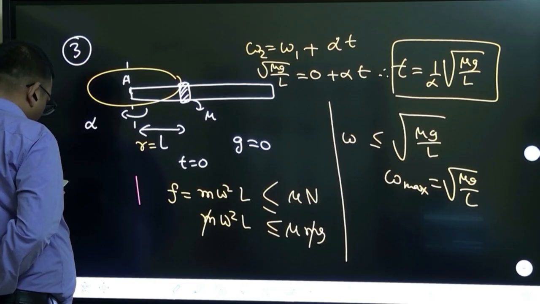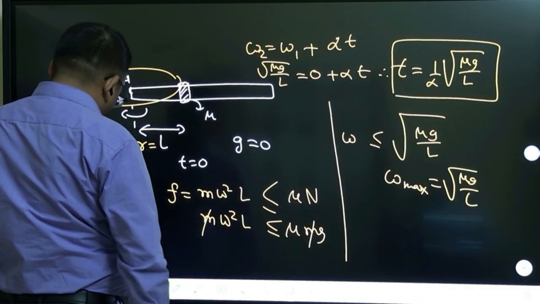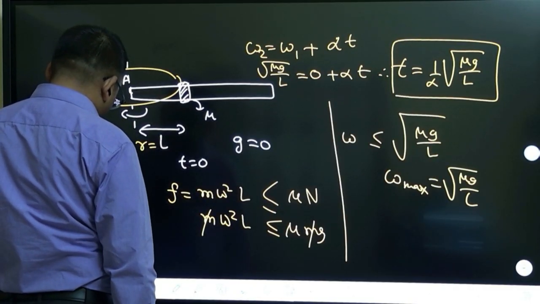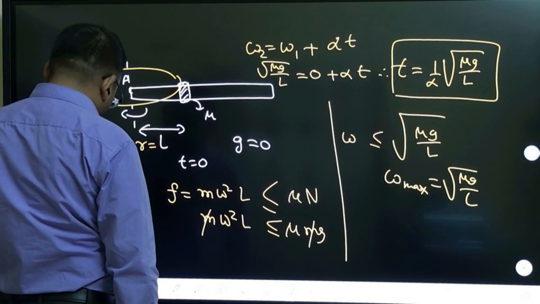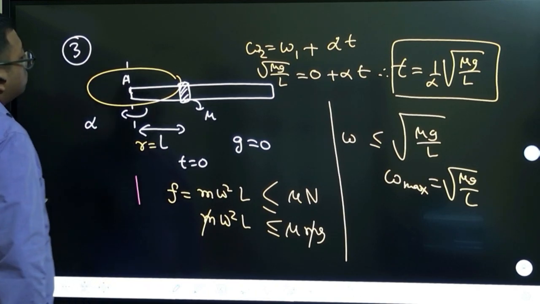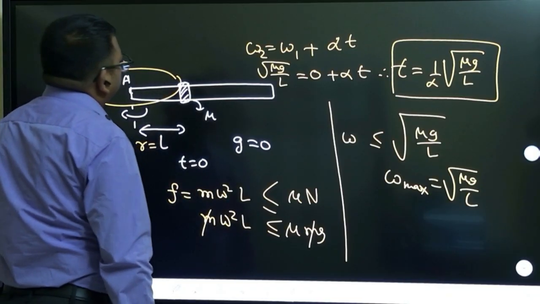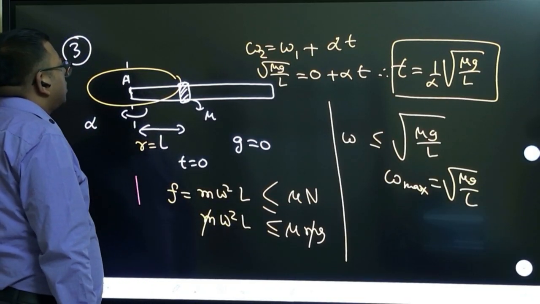Friction has to act parallel now. How is it possible? Normal, how will you take? I'm considering it's a horizontal circular motion. What normal can come?